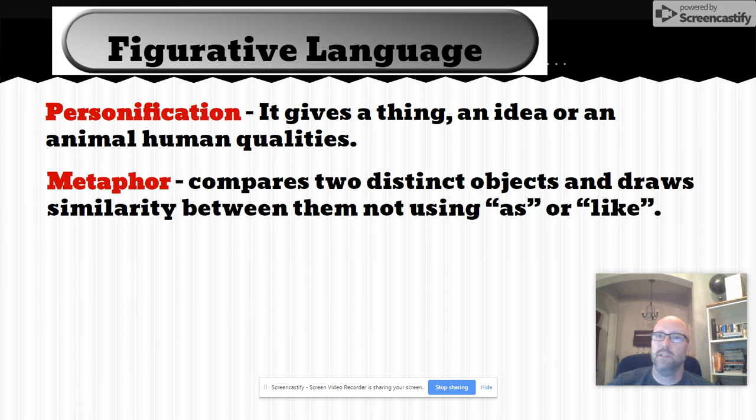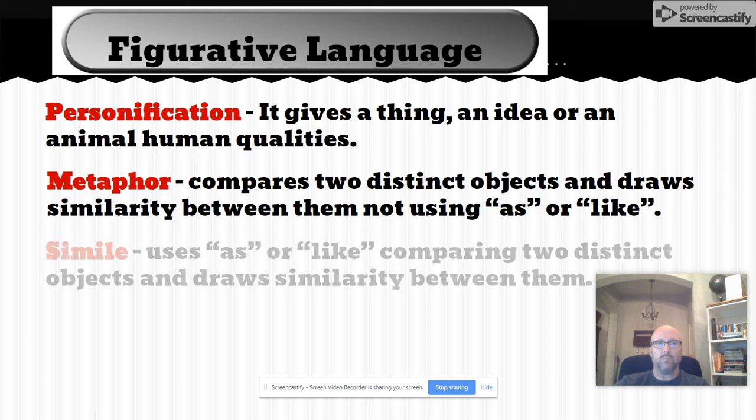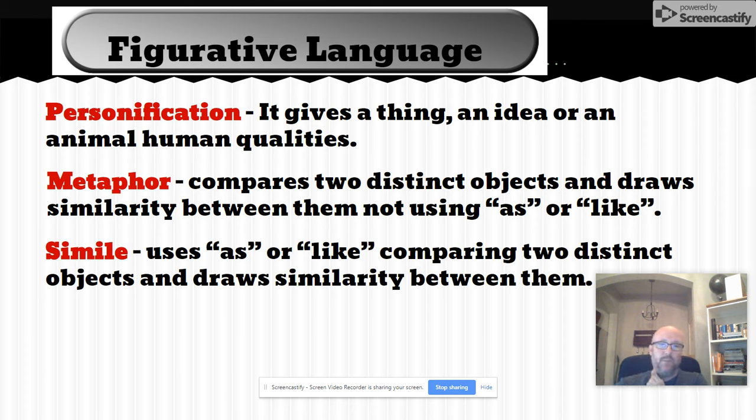Metaphor compares two distinct objects. It does not use as or like. The snow is a white blanket. Her hair was a flowing river. Something like that. Two totally different things brought together and compared. Simile is very similar. He ran as fast as a cheetah. As is in there. Her hair is white like snow. Simile, as or like.